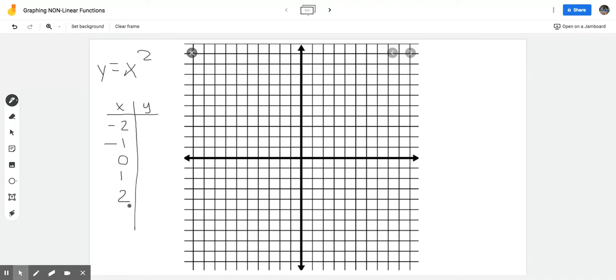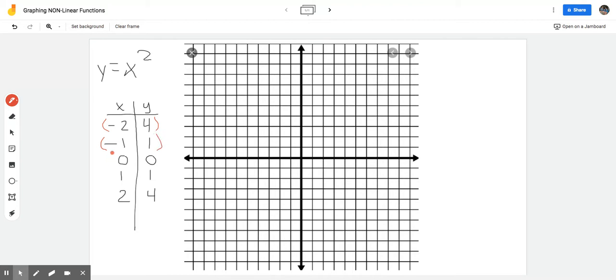What we're creating are coordinates. The first thing I'm going to do is plug in each of these x values into this equation so I can find my y values so that I can actually have coordinates to graph on my coordinate plane. If I plug in -2, -2 squared is -2 times -2, which is +4. -1 squared is -1 times -1, which is 1. 0 squared is 0. 1 squared is 1. 2 squared is 4. So now I have actual ordered pairs here.